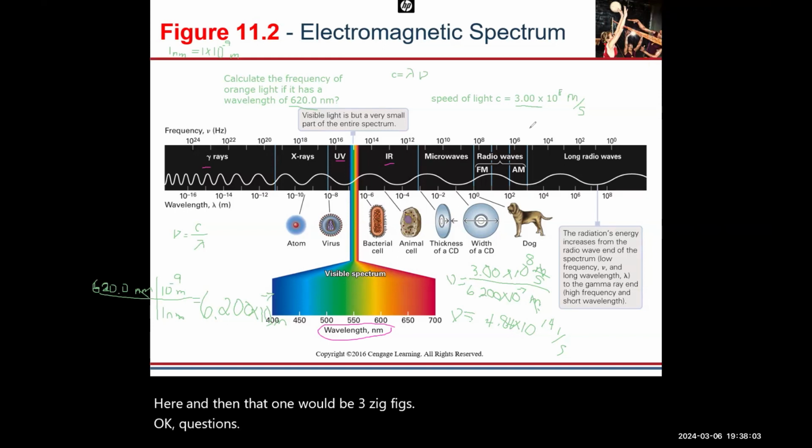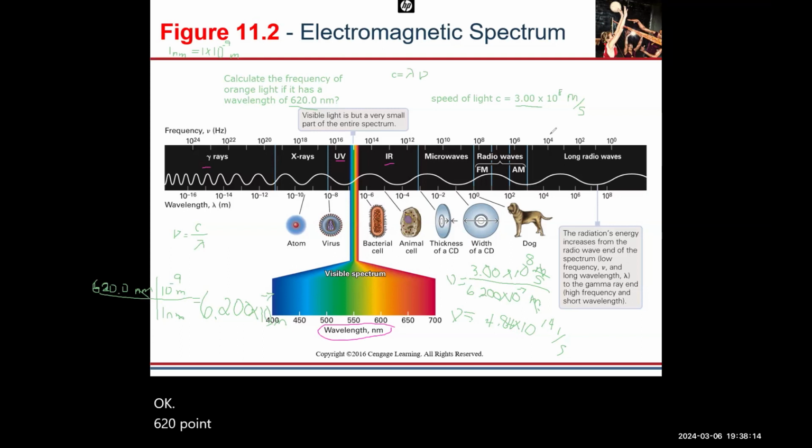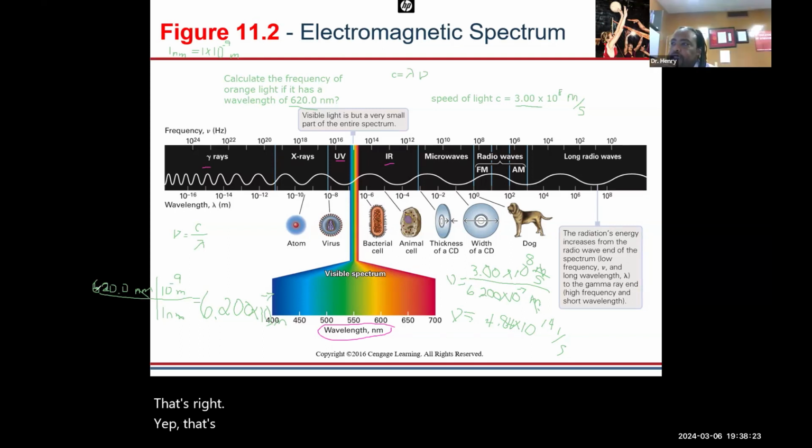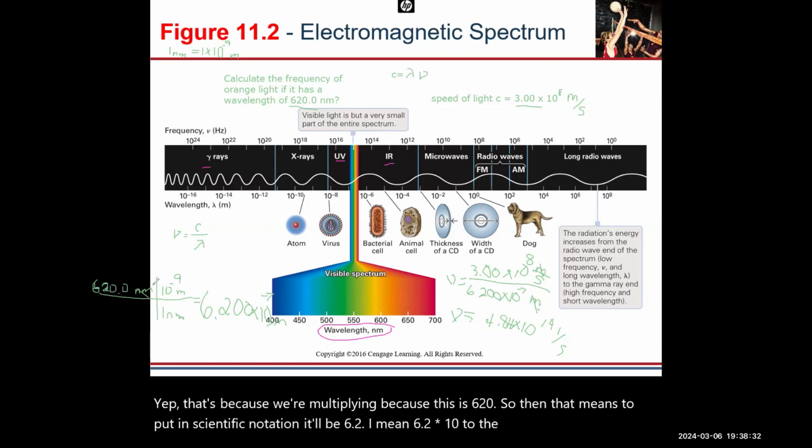I have a question about the -7. I see it's 620.0 and then it's times 10 to the -9 and then it went to -7. Is that because we're multiplying? Yep, that's because we're multiplying, because this is 620, so to put it in scientific notation, it would be 6.2. Oh, the places that we move. Okay, I got it. All right, thank you. No problem.